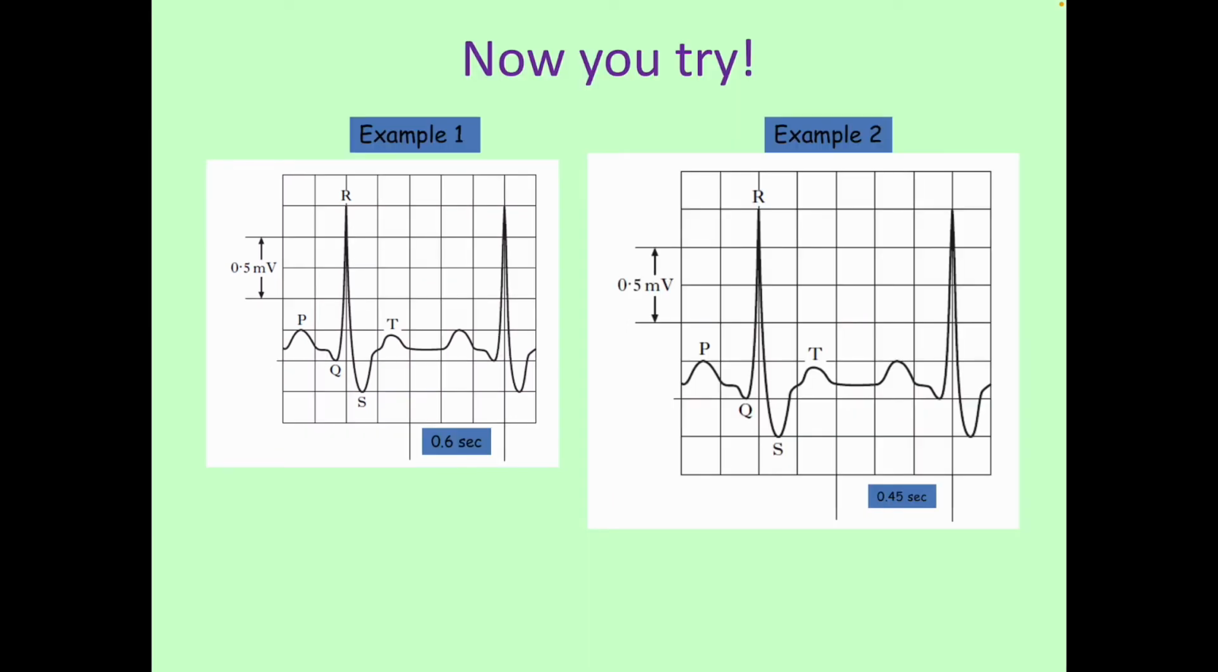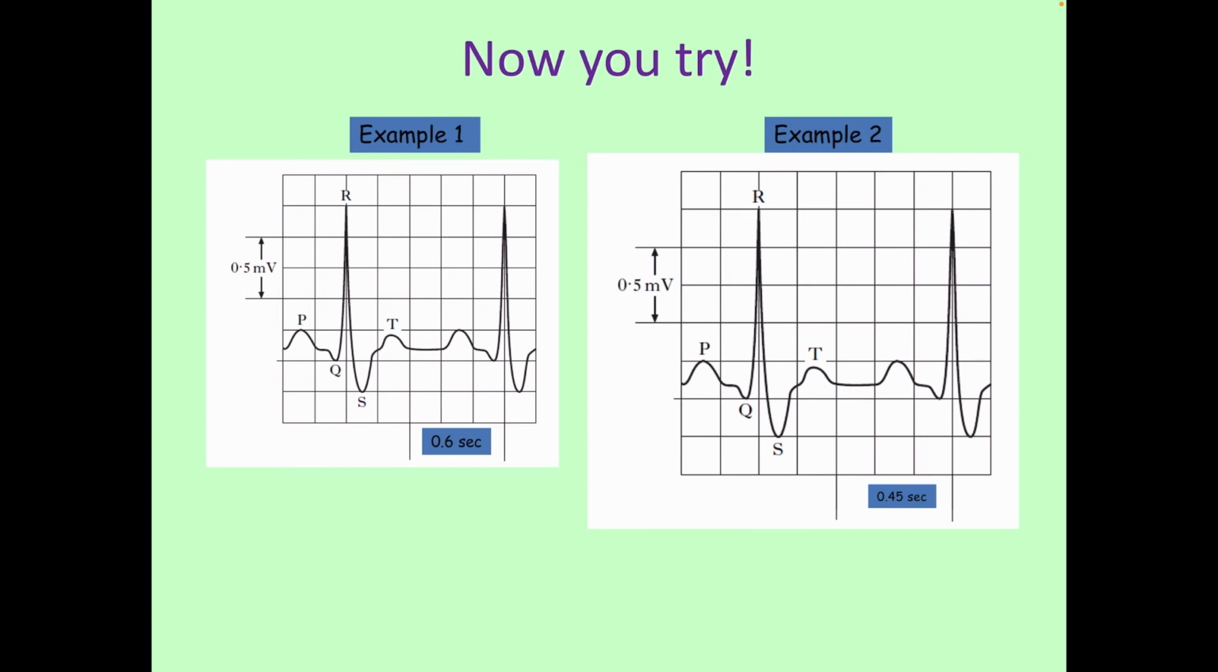Okay, here's a couple examples for you to try. So go through the process, identify the start of the heartbeat and the finish of the heartbeat, one complete cardiac cycle. Use the scale to work out the value of each box. Work out the length of one complete cardiac cycle, and then do 60 divided by the length of the cardiac cycle to work out the heartbeat. Pause the video and have a go now.